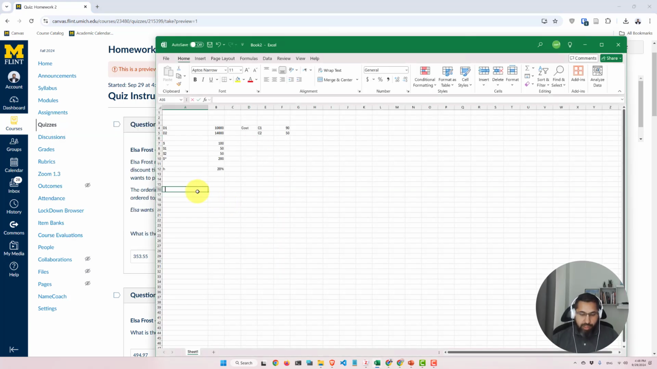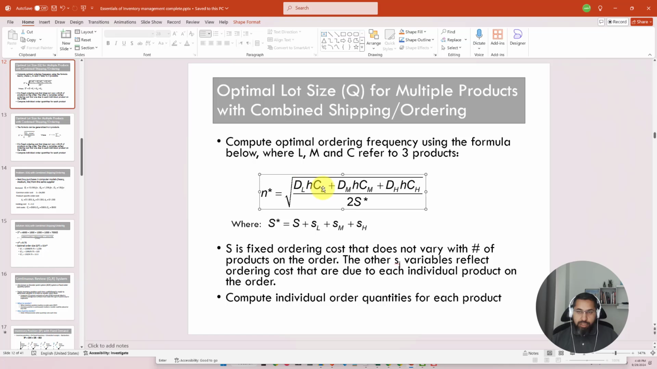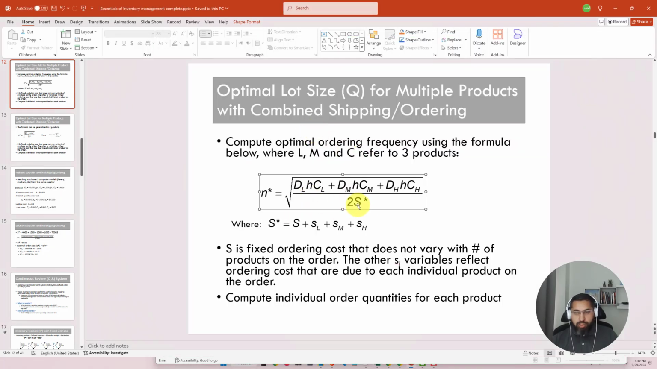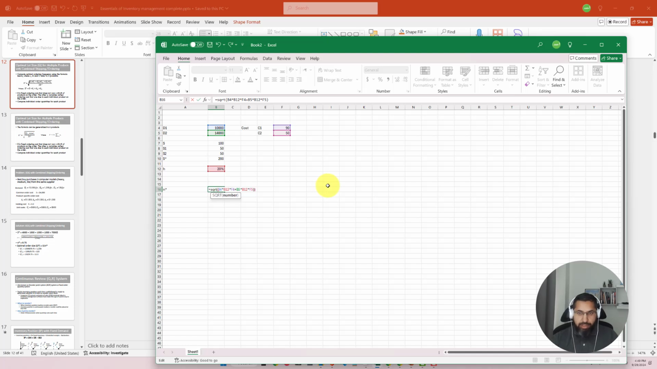Okay, so how do we find N star? Well, the formula has a square root if you go to the slides, and we take demand times H times C, this term for every single product you have. So we take demand times H times C, make sure the first demand goes to this first cost, plus for the second product, do second product demand times H times C. And you divide this whole thing over 2S. So I'm going to add an additional bracket here to take this whole top part and divide by 2, also in brackets, 2 times S star, so 2 asterisk S star, and then put the whole thing in a square root, and we've got 28.28.